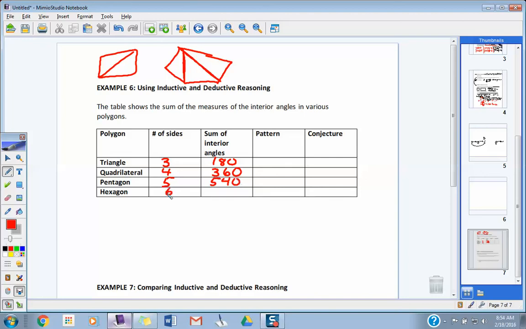Okay, I'm going to talk about my pattern real quickly, guys. This pattern right here for the angles, this was really 180 times 1, wasn't it? This was 180 times, how many triangles were there in a quadrilateral? Times 2. This is 180 times 3. What do you think this is going to be for a 6-sided figure? 180 times 4. Okay. Run 180 times 4. How many degrees do you get for the interior angles of a hexagon?